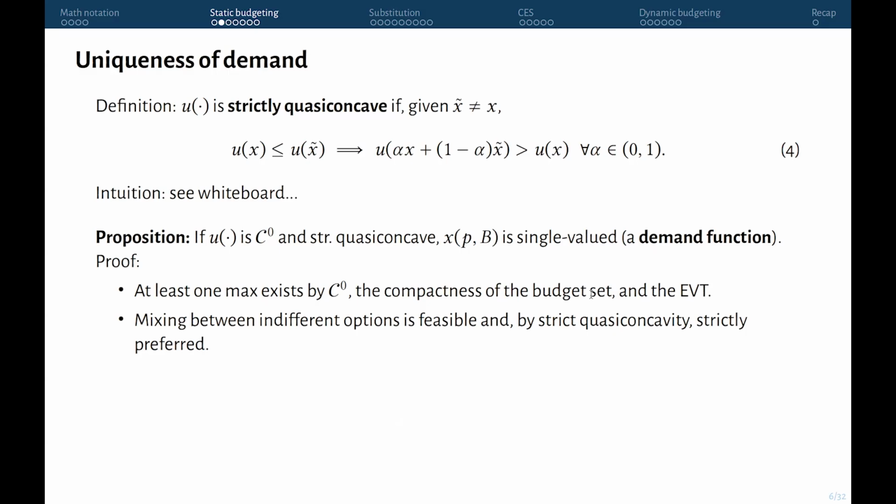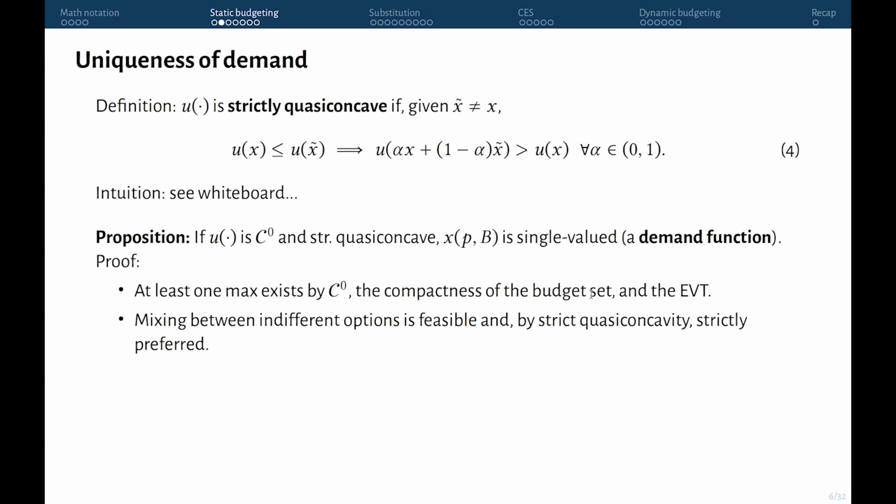If your utility function is continuous and strictly quasi-concave, then you've got a demand function. That demand correspondence is going to have some maxima, and it's only going to have one. The proof is pretty simple. We know that maxima will exist because of the extreme value theorem, right? We assume the utility function was continuous.